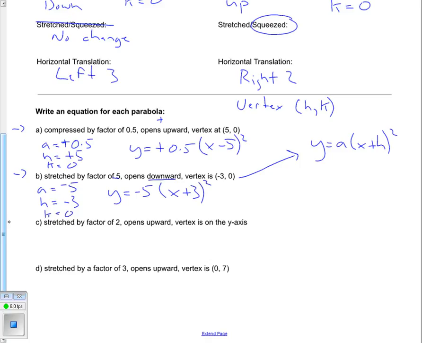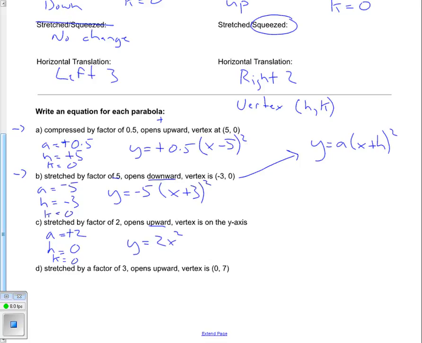For C here, it says that it's stretched by a factor of 2. So that means that the a value is 2. It opens upward. So because it opens upward, that means that it's positive 2. And if it says that the vertex is on the x-axis, then it hasn't moved either to the left or to the right. So in this case, actually, the h value is 0. Okay, and the k value is going to be 0 as well. So in this instance, the equation is going to be y is equal to 2x squared.